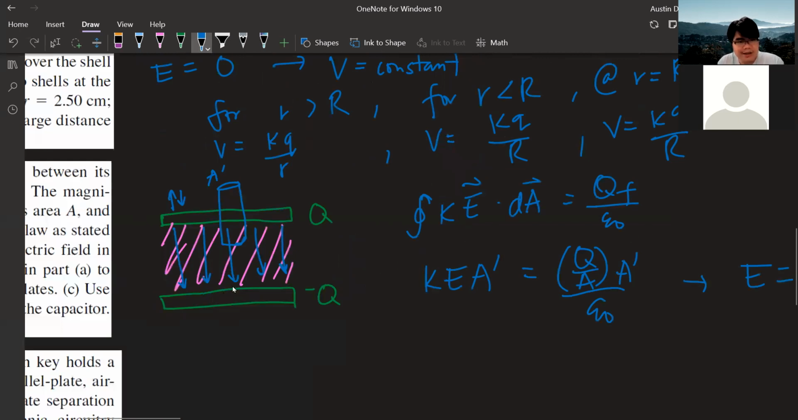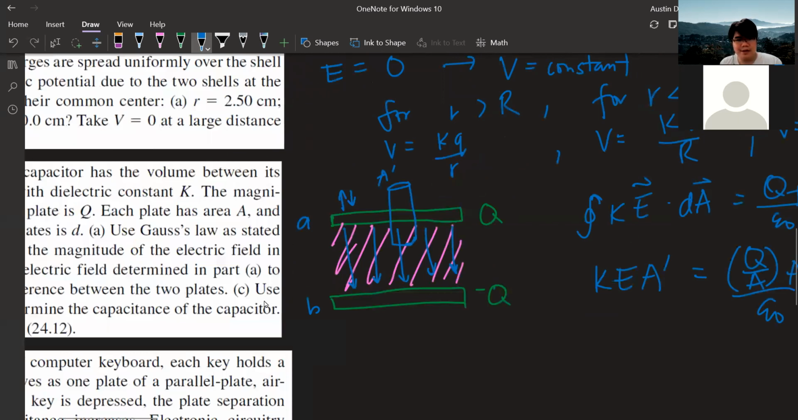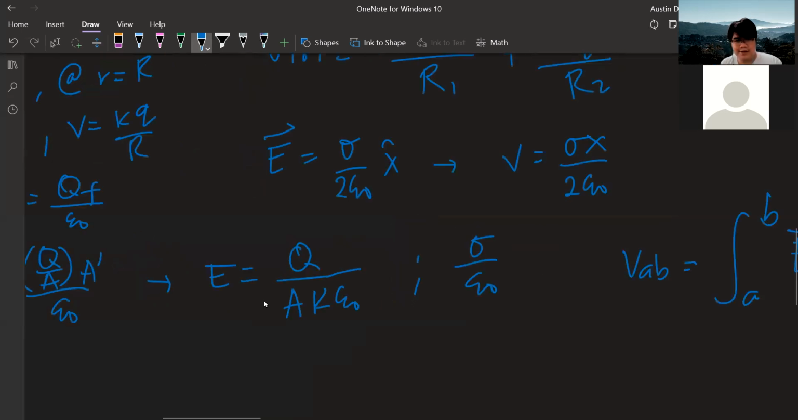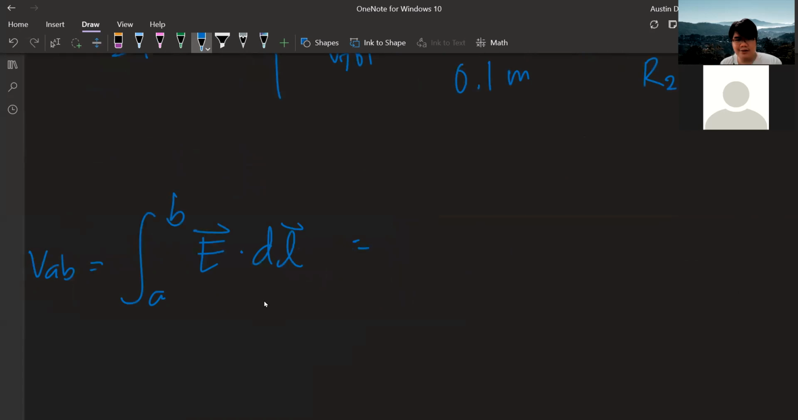Okay, then we have to use the electric field determined in part A to calculate the potential difference between the two plates. Okay, so let's say that this is A, this is B, and the potential VAB is just the integral from A to B of E dotted with dL. So the dL is just yung path ko papunta dito. Okay? So this is just constant lang naman yung sagot ko. So Q over A epsilon naught, lalabas lang lahat sila. And this is just the integral of dL from A to B.